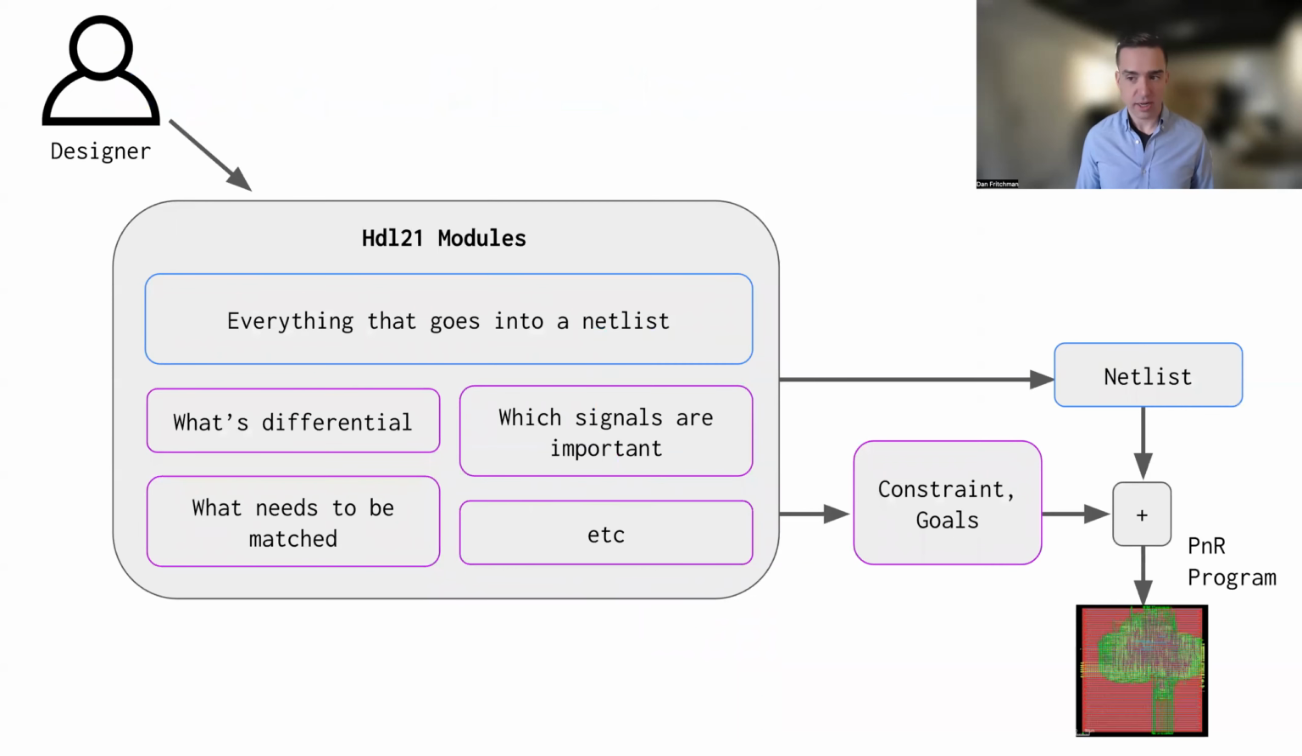HDL21 serves as essentially the hub of all such information. So it certainly includes, as you've seen in prior slides, everything that would go into a typical IC netlist, but also it includes a home for all of the constraint-destined information, such as which signals and instances are differential or must be matched, and relative importances thereof, that feed into the constraint input of a typical such PNR program.